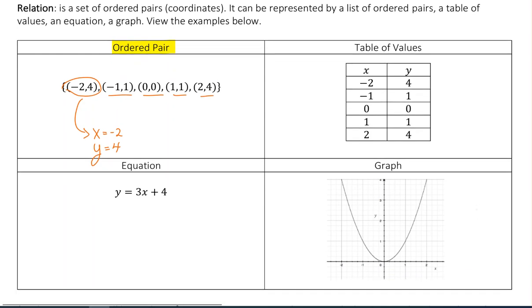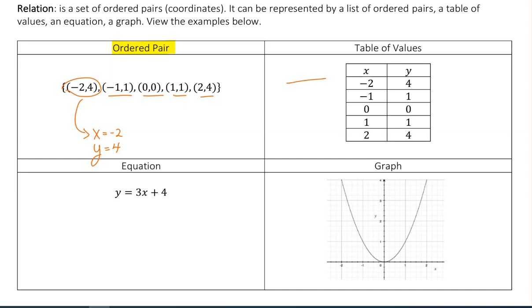Something you're also familiar with would be a table of values. Again, we have our x, we have our y, and they're simply listed. Now these are the exact same relation as you see in the ordered pair, because if I were to list this as an ordered pair, I would have -2, 4, which was the first point in the first example.